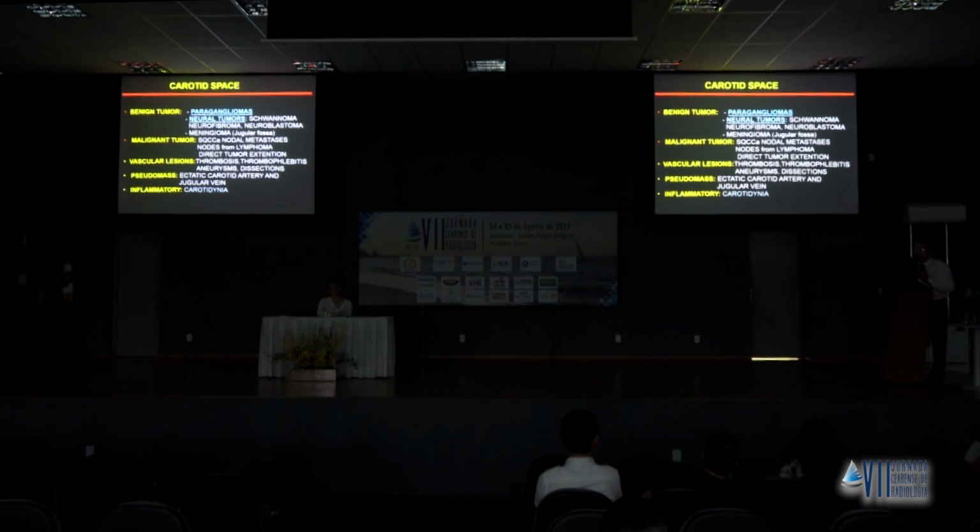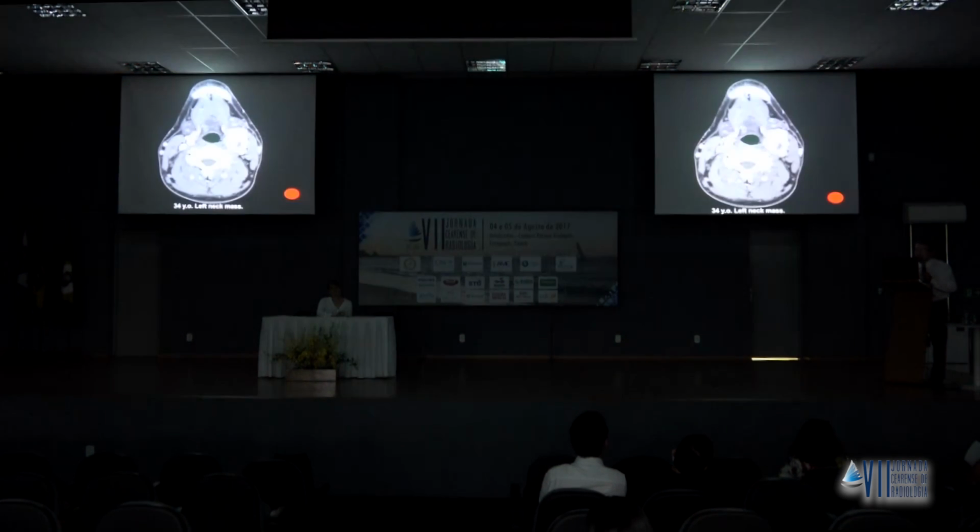Inflammatory changes, carotidynia, we're going to talk about in the second portion of this discussion. At the very end, we're going to show some cases, and they're going to include carotidynia. What's really important is that masses in this space basically boil down to two types of masses. That would be the paragangliomas and the schwannomas and neurofibromas, usually of the vagus nerve.